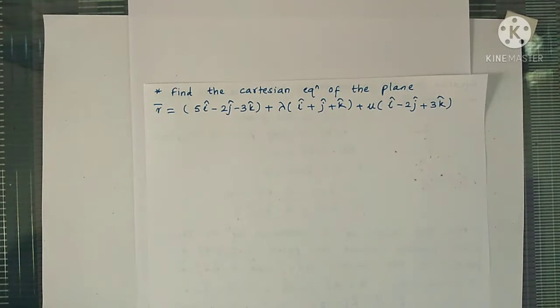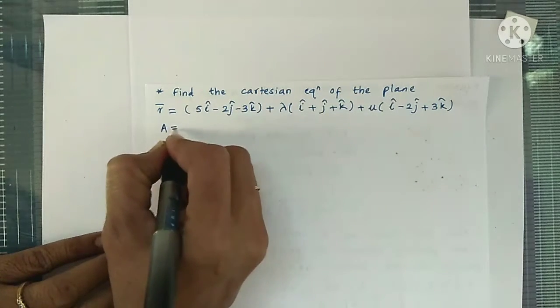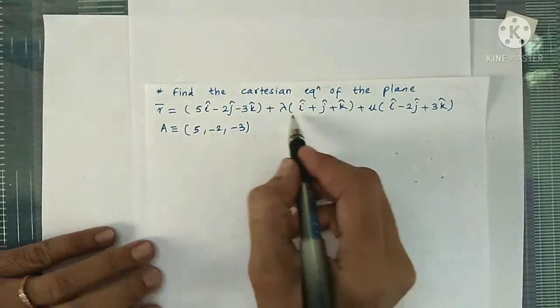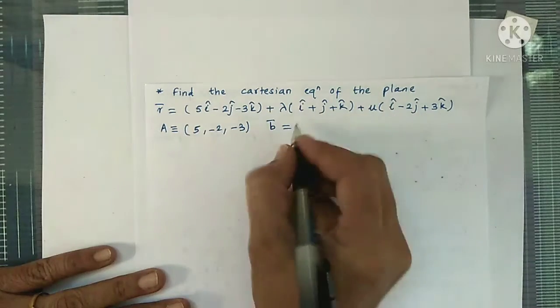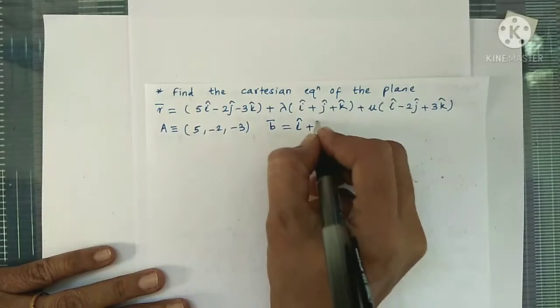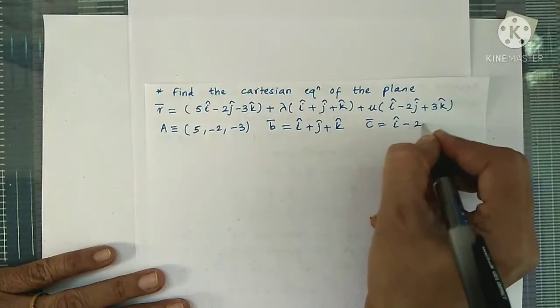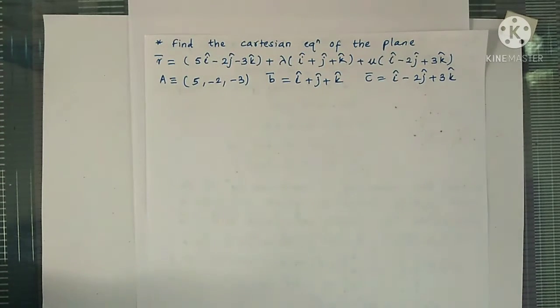So whenever the equation of a plane is given like this, what is the meaning? The meaning is that this point lies in the plane. So the point in the plane is given. It is 5, minus 2, minus 3. Lambda multiplied by b bar, mu multiplied by c bar. That means the plane is parallel to b bar and c bar. So b bar is i cap plus j cap plus k cap, and c bar is i cap minus 2 j cap plus 3 k cap. Okay. So the vector equation is r bar dot b bar cross c bar equal to a bar dot b bar cross c bar.